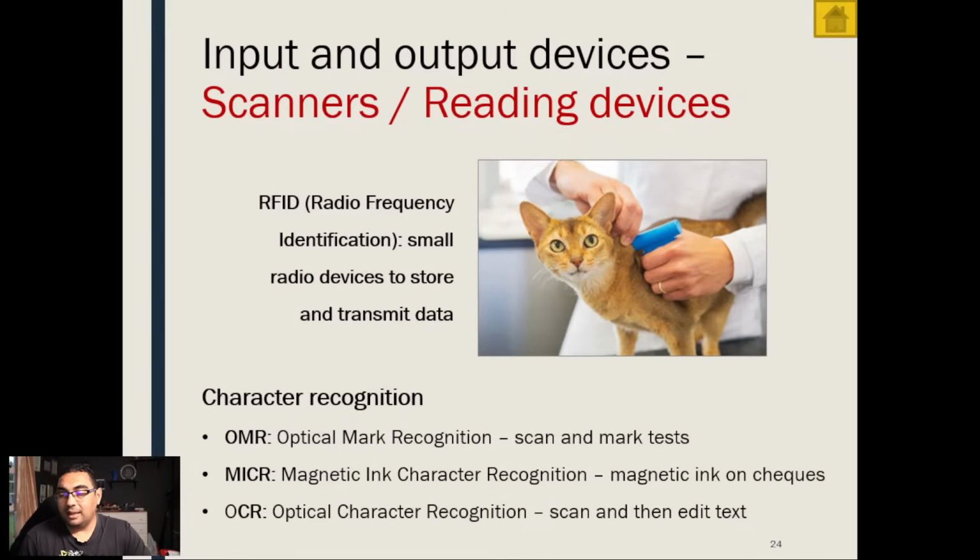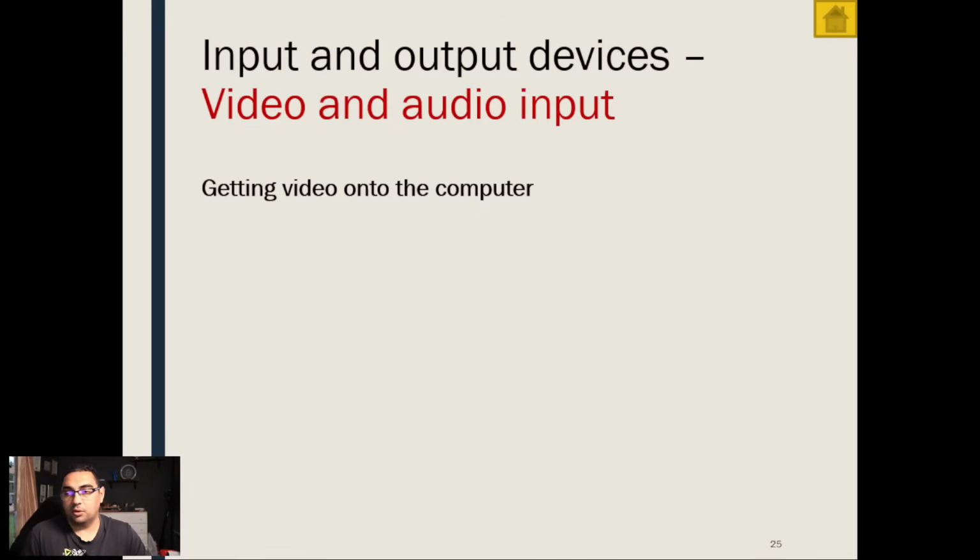Then magnetic ink character recognition, or MICR, checks the magnetic ink on checks. Now, we don't really use much of that today because most of what we do is digital anyway. Okay, but it's just so that you know.